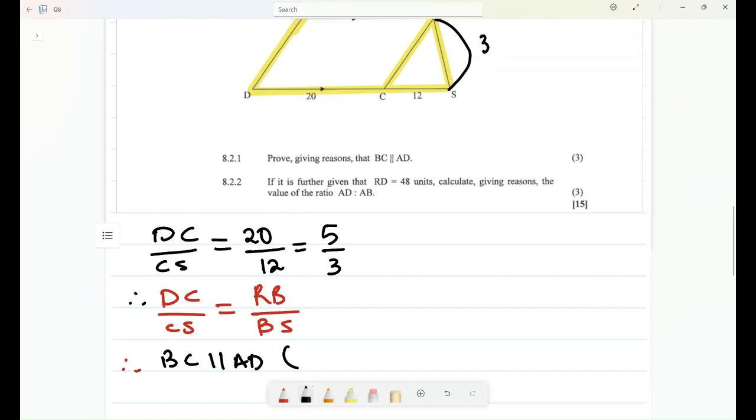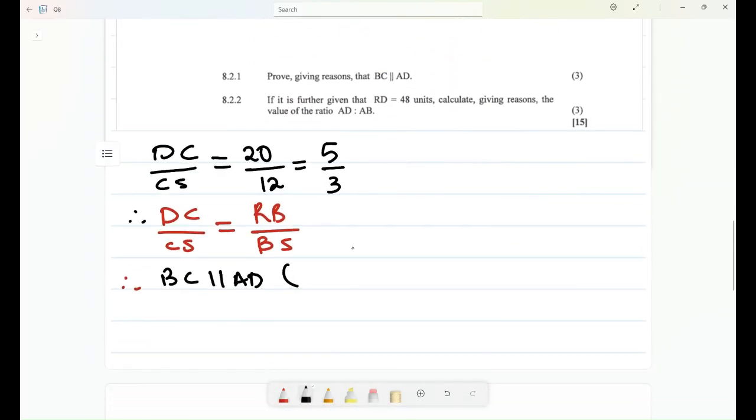Firstly, we can say it is parallel to DR. Why are we saying that? Converse. Remember, when you try to prove something, you use the converse. Converse: a line parallel to one side of a triangle.